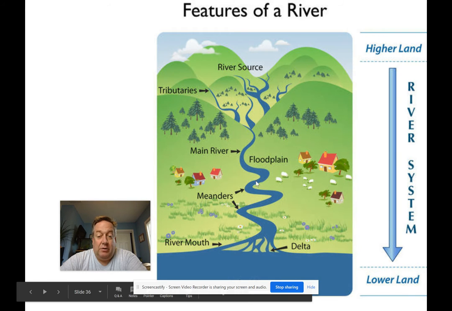All right, so the meander is the curve, and how it's slowly moving around. And these curves tend to happen when the water is flowing slowly. Okay, if it's flowing fast, it tends to just cut straight through. Then we get to the bottom, so the river mouth where it empties out into the larger body of water, and that's where our delta is forming.